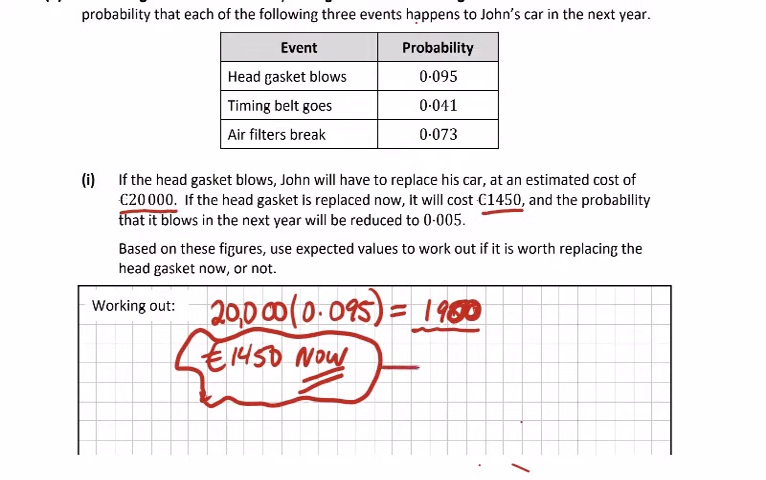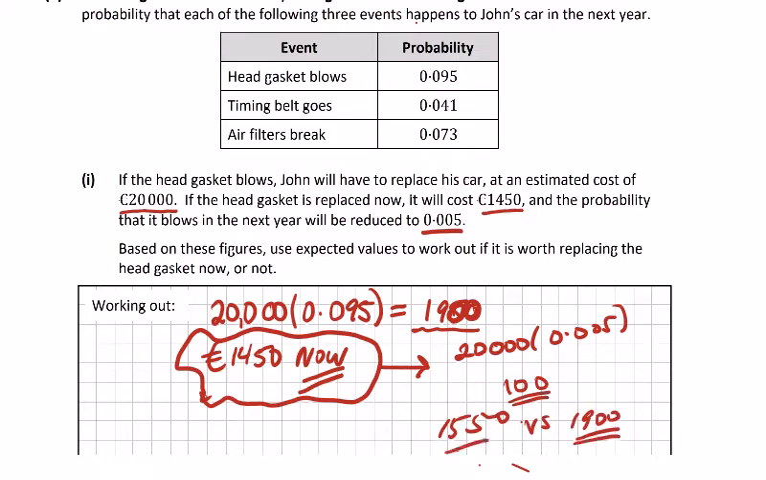I suppose we do have to bring in the cost of it blowing next year if it does get replaced, which is the 20,000 by 0.005. That will give 100. So it's actually 1550 versus 1900. The risk of having to replace your whole car. I would get it done now.